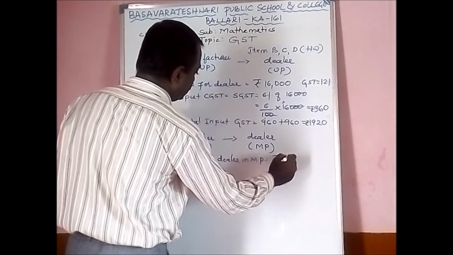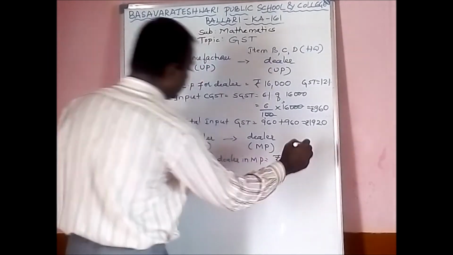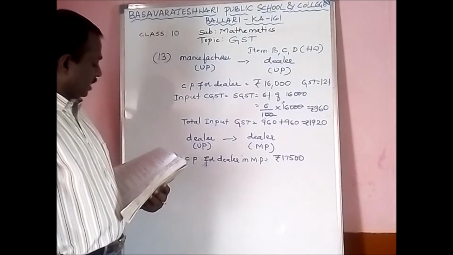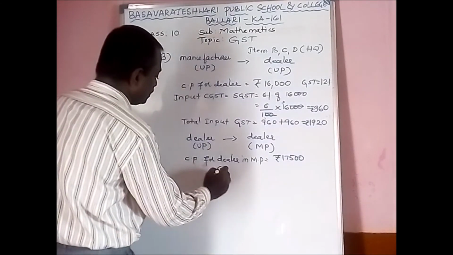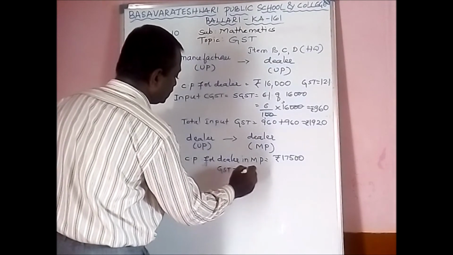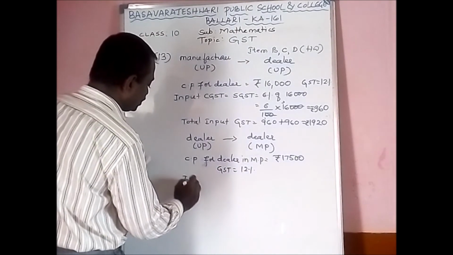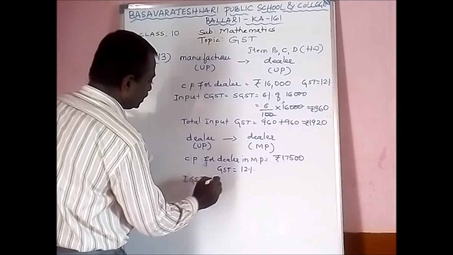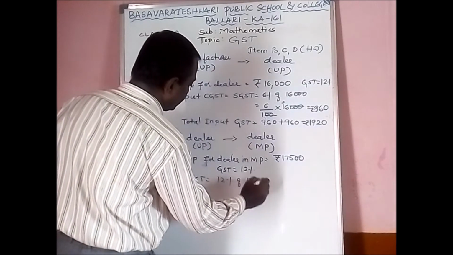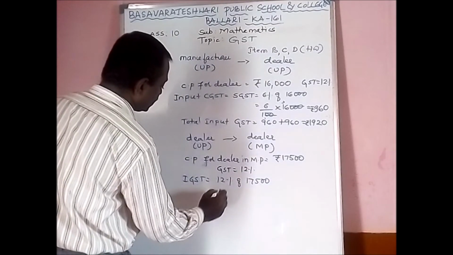17,500. Correct? Okay, so GST is 12%. That means IGST comes into picture here. IGST is equal to 12% of 17,500, because it is a state to state transaction.